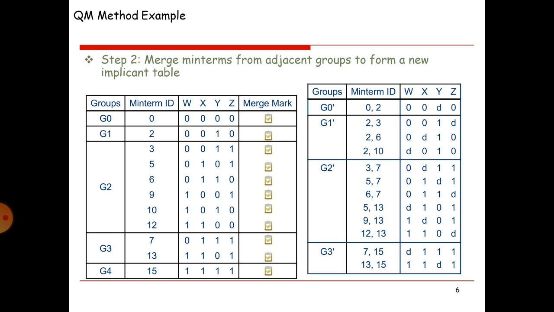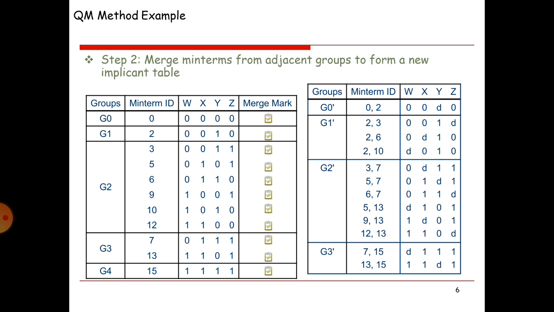So again G1 dash, you have to compare G1 with G2. In G1 we have 2 min-term IDs and in G2 we have 7 min-term IDs: 1, 2, 3, 4, 5, 6, 7. You have to compare with each and every min-term ID and take the difference. In that case we have similar data only in 2, 3, 2, 6, 2, 10.